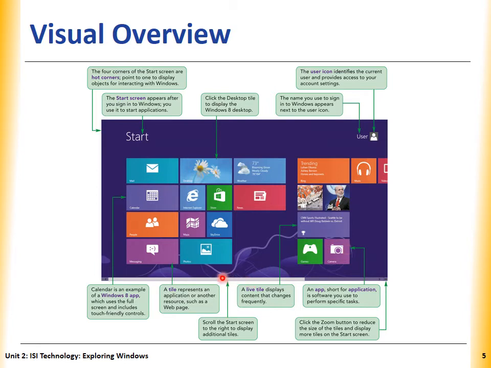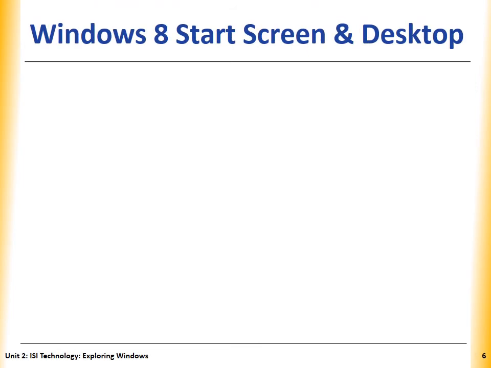This one is a scroll bar. You can scroll left or right to see more tiles. And the last thing is the live tile, which displays content that changes frequently, for example, the weather, etc.